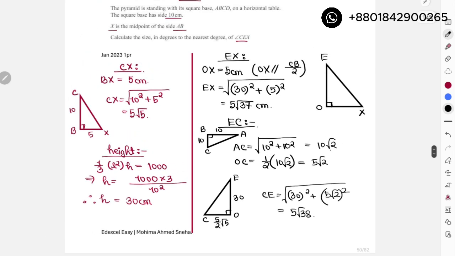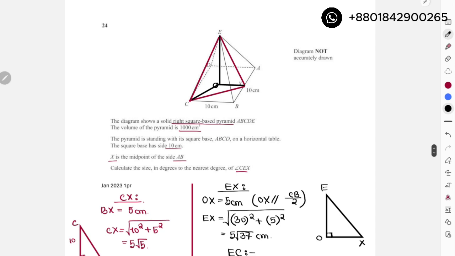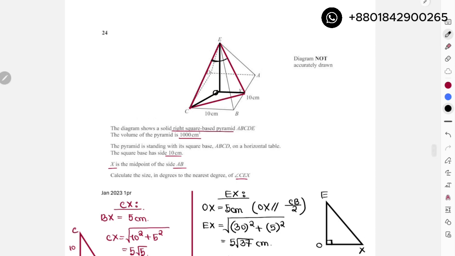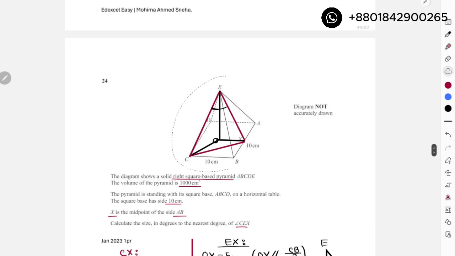For the final step, this is still not done with the answer. For the final step, we are trying to calculate the angle for this, right? We're trying to find out this angle. For that angle, I will just draw a triangle like that. This is how the triangle was maybe. Right, this is how the triangle was.